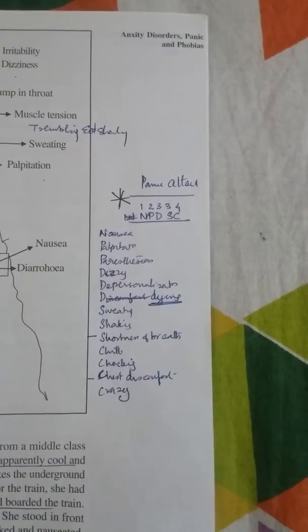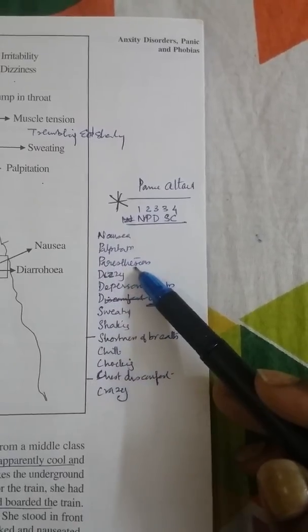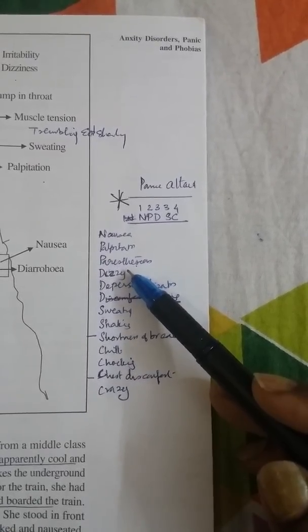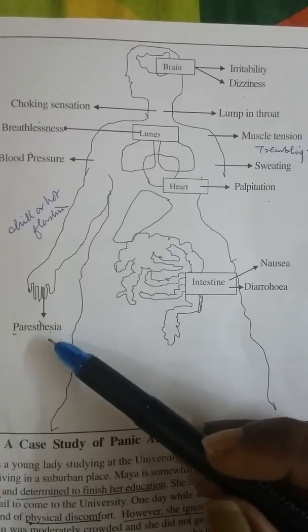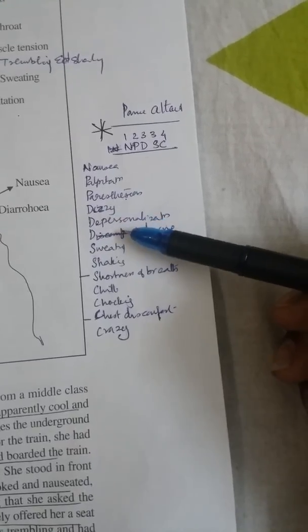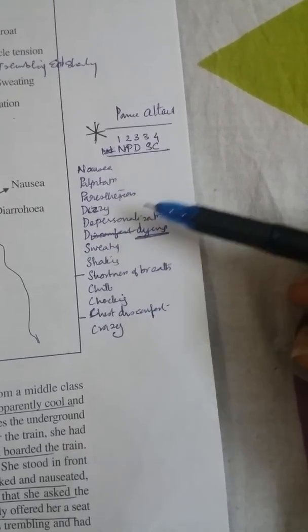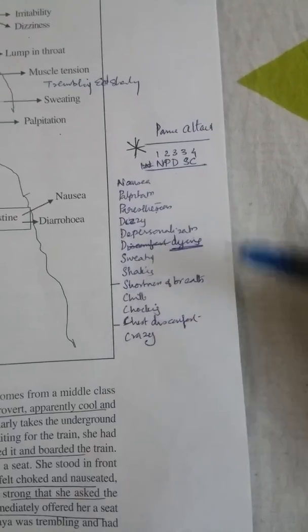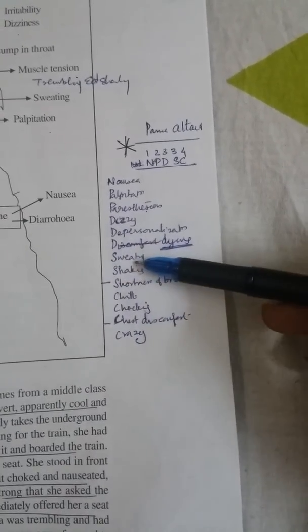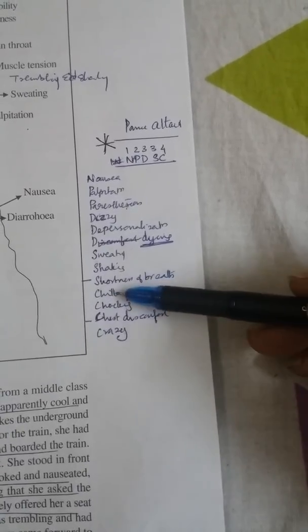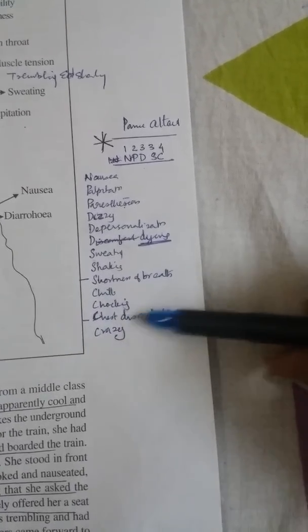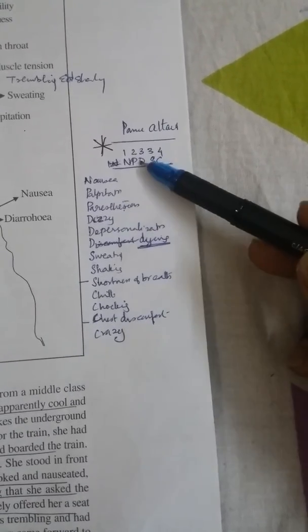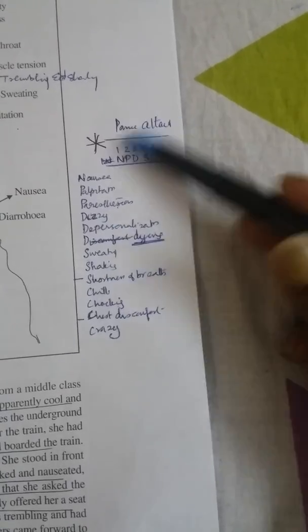P is palpitation, paresthesia, a feeling of dizziness or tingling at the fingertips and things like that. This is paresthesia, they've written here. Dizziness, depersonalization: the person loses the entire understanding of the time, or who he is, what they are up to. They might be doing something and they're completely out of that place. They feel they are dying, they're sweating and shaking, with shortness of breath, chills, choking, chest discomfort, and feeling that they're crazy. So this is NPD, South Carolina, 1, 2, 3, 3, 4, panic attack.